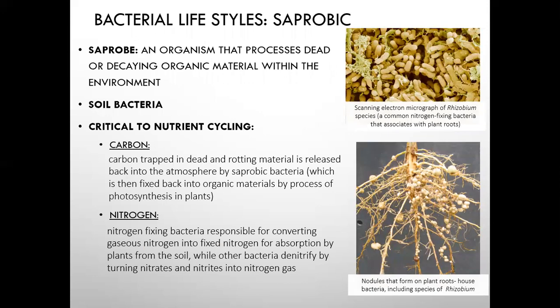The other lifestyle we'll talk about is saprobic, meaning they just break down dead things. There's tons of bacteria in soil, and a lot of times this is important for carbon and nitrogen cycling. All right, so they can release the carbon that's trapped in dead, rotting materials back into the atmosphere for plants to use for photosynthesis. And then when we look at nitrogen, there's two different ways they can both fix it and also release it as well.